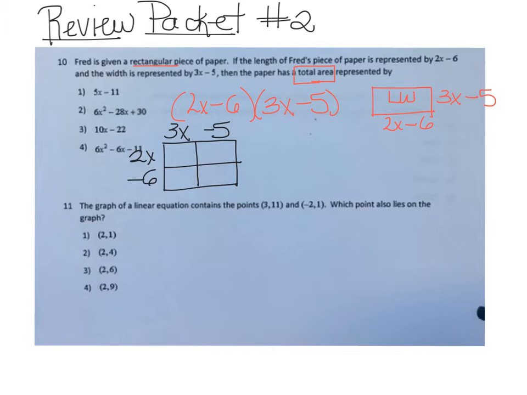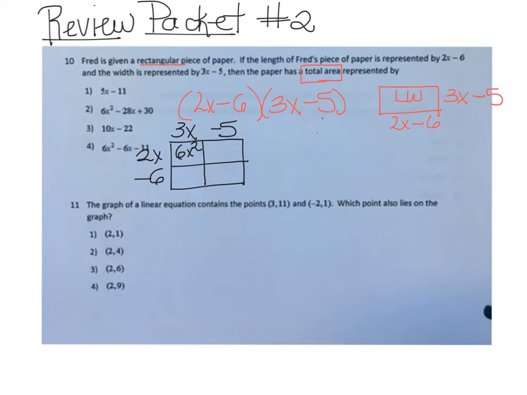So 3x times 2x is 6x squared. Negative 5 times 2x is a negative 10x. Negative 6 times 3x is negative 18x. And negative 6 times the negative 5 is positive 30. So as you can see, diagonally from left to right, you've got like terms, and you need to combine those two. So I'm going to keep the other 2 terms, 6x squared, combine the 2 middle ones, which is a negative 28x, and keep the last bottom term, 30. So there's my polynomial, or the total area.